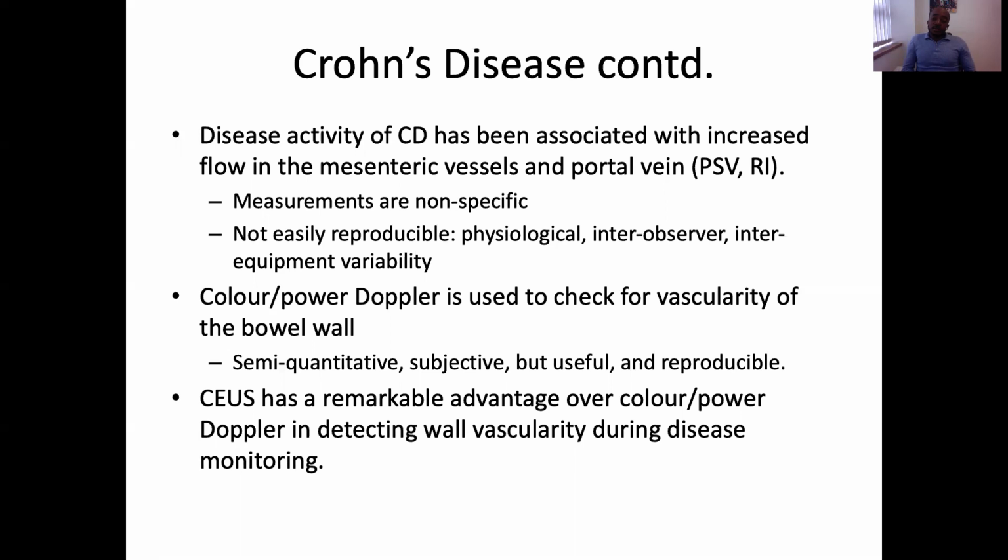Also, color or power Doppler can be used to check for vascularity in the small bowel. However, this is semi-quantitative and can be quite subjective, and machine variability also comes into play, but it's quite useful and it's reproducible. So it's important to use your color power Doppler to check for vascularity. If you have other fancy features on your machine like microvascular imaging or B-flow, you can use that as well to check for vascularity.